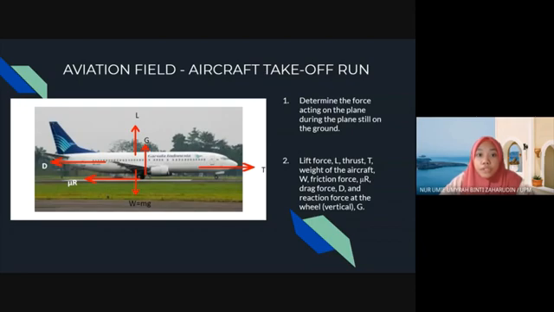For the third application, aircraft take-off run from an aviation field. The differential equation will consist in determining or predicting the length of runway so that the aircraft is able to take off safely. First of all, we must determine the forces acting on the plane while it is still on the ground, before calculating. As we can see in the picture, I have already determined the forces exerted on the plane: lift force, thrust, weight of the aircraft, friction force, drag force, and reaction force at the wheel.